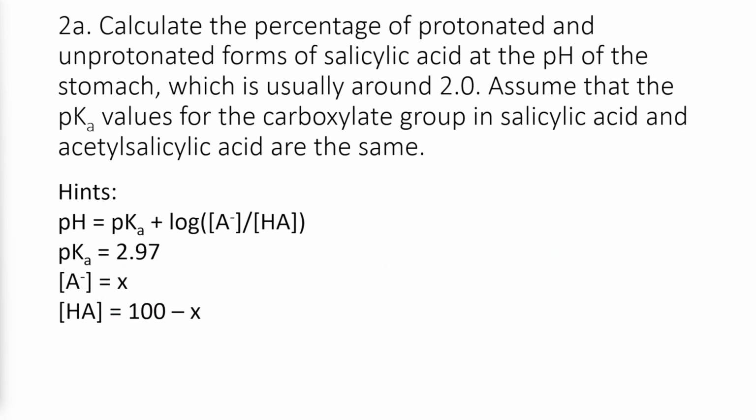So 2A, this is probably the trickiest one. Calculate the percentage of protonated and unprotonated forms of salicylic acid at the pH of the stomach, which is usually around 2. Assume that the pKa's for the carboxylic group in salicylic acid and acetylsalicylic acid are the same. There are some hints written here, which you might need, you might not need.